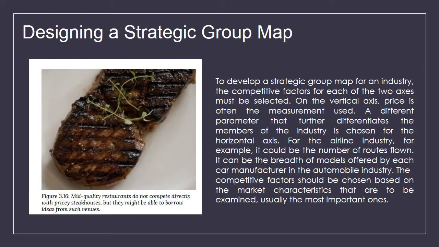Designing strategic group maps. To develop a group map for an industry, the competitive factors for the two axes must be selected. For the vertical axis, price is often the measurement used, and a different parameter that further differentiates the members of the industry is chosen for the horizontal axis.